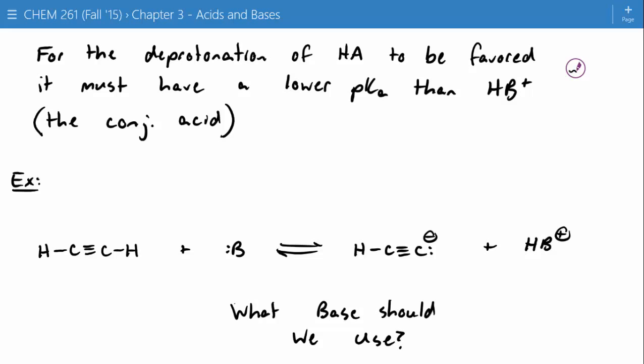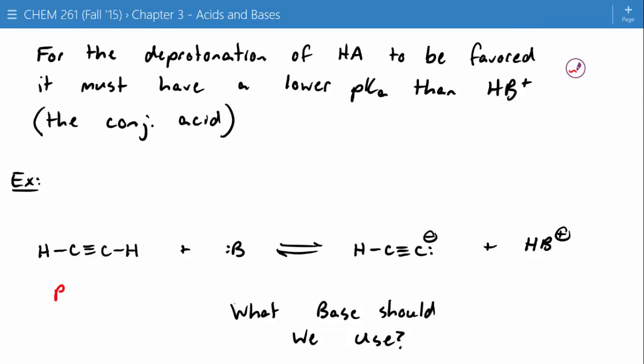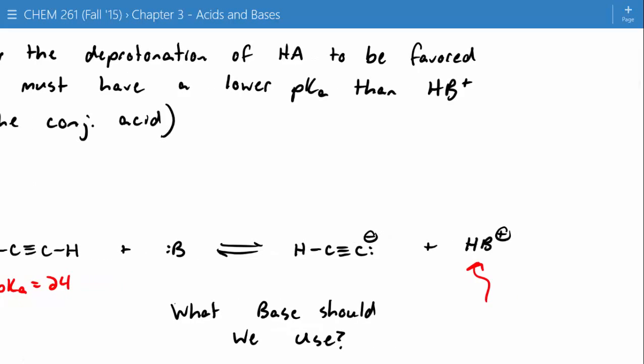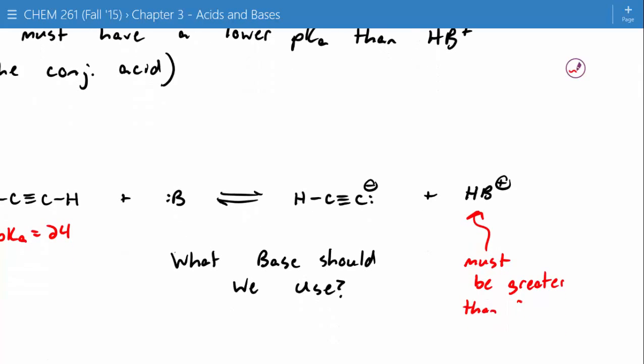So what do you think the first thing we need to do is if we're going to determine the best base? Yeah, find out the pKa of your acid. So, okay, let's check our pKa's, and if we go through that chart that I gave you, you'd find the pKa of the acid is going to be 24, which means that the pKa for HB plus must be greater than 24. Perfect.